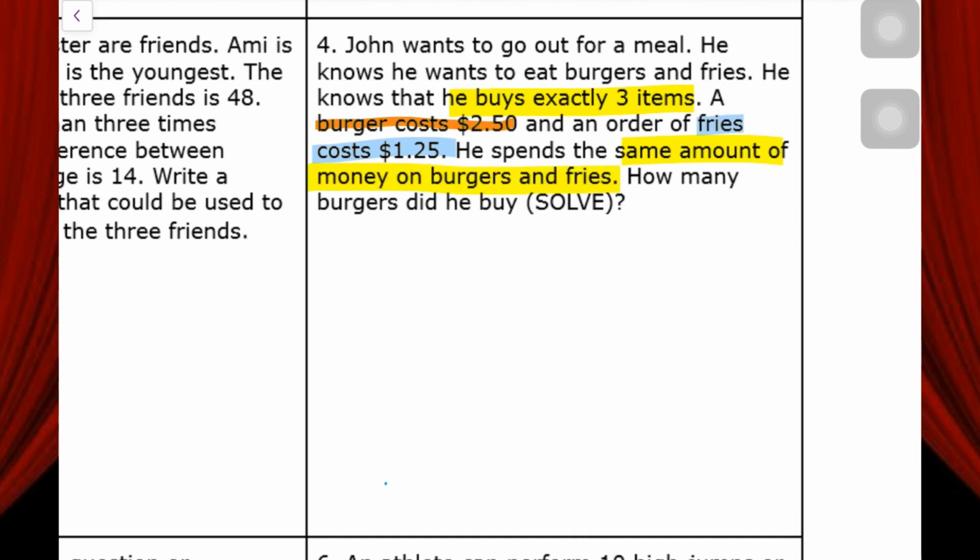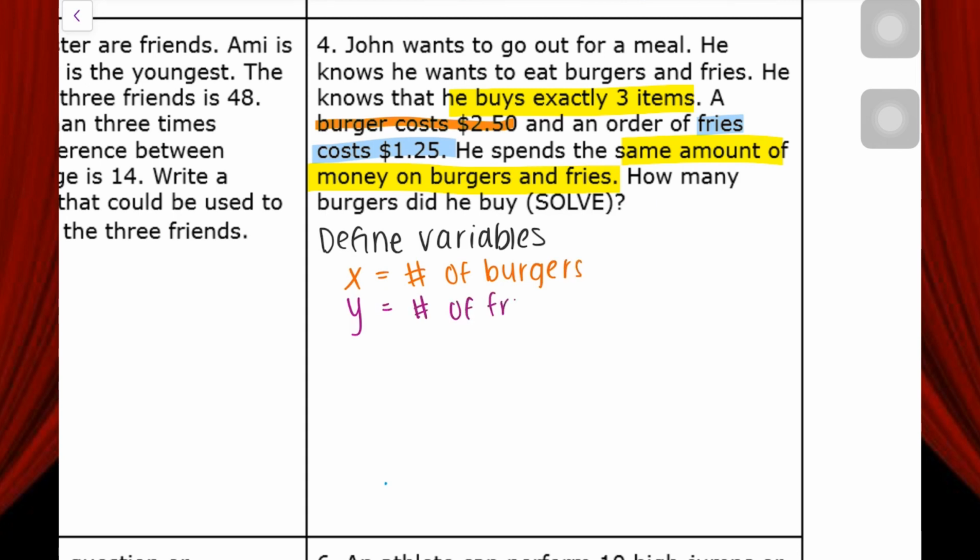The first thing you always do is define your variables. In this case, it looks like something about burgers and something about fries. However, it's important to ask yourself, what's something that I do know about burgers and fries? I know that burgers is $2.50 and I know that fries is $1.25. Your variables are things that you don't know. Something I don't know about burgers and fries is how many burgers he bought, and also the number of fries that he bought.